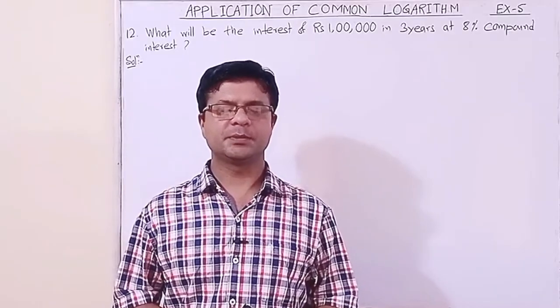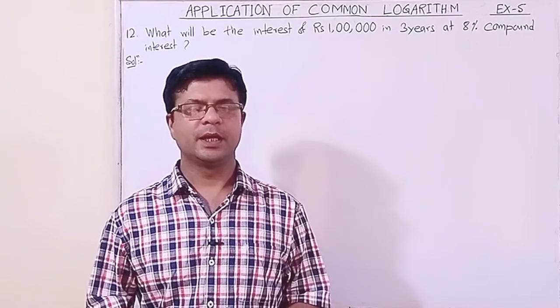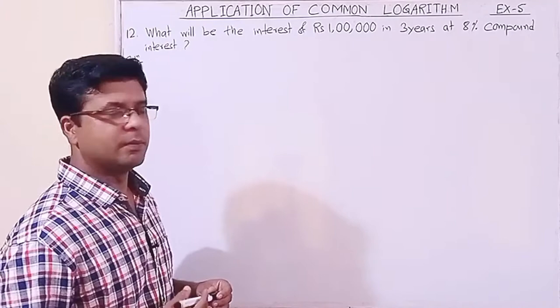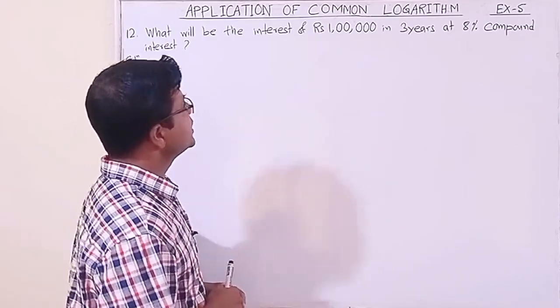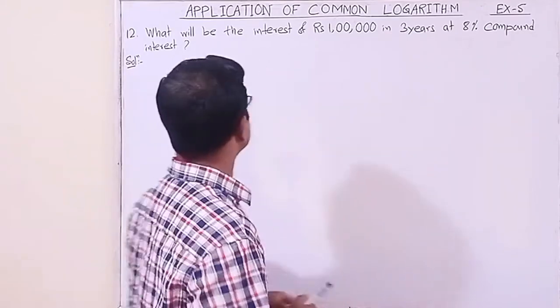Dear students, this is the last part of this chapter, application of common logarithm. That is chapter 5, and exercise is 5. Here today we have taken question number 12. Let us read the question. What will be the interest of rupees 1 lakh in 3 years at 8% compound interest?